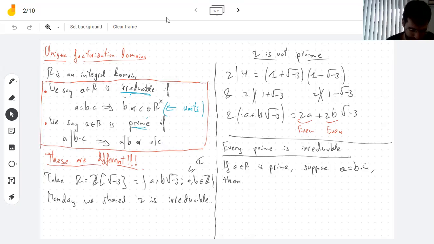For example, 2 had no non-trivial factors, but it's not a prime. So in the very bottom, you have to say then A divides B or A divides C, just like you've written on the top left. Right, because if A equals B or C, anything divides itself, right?